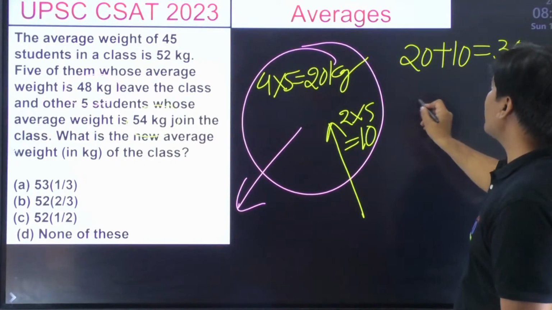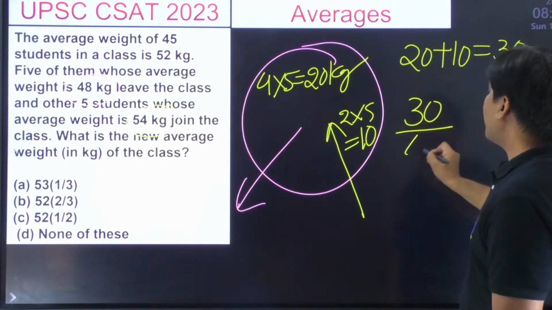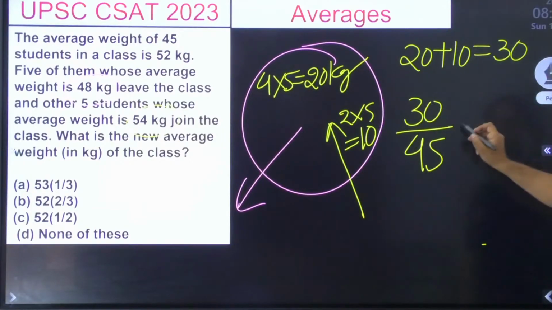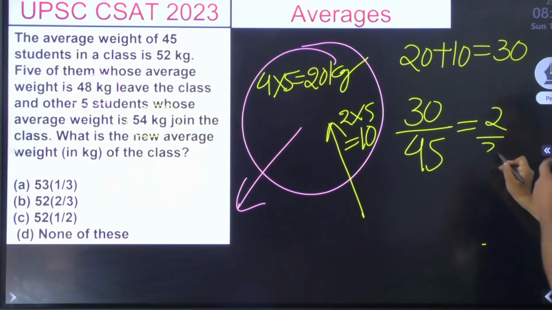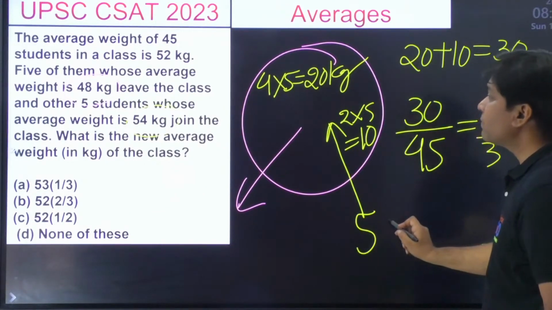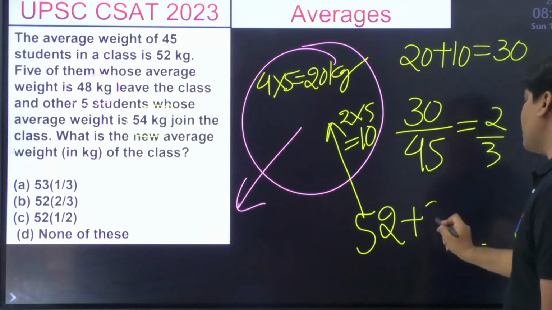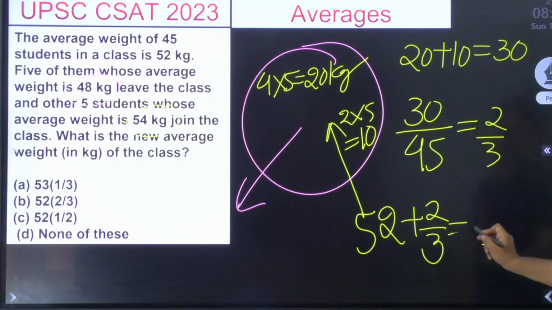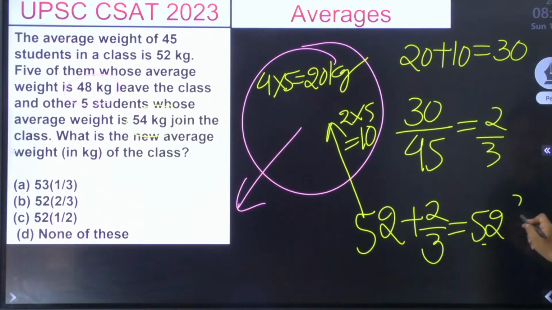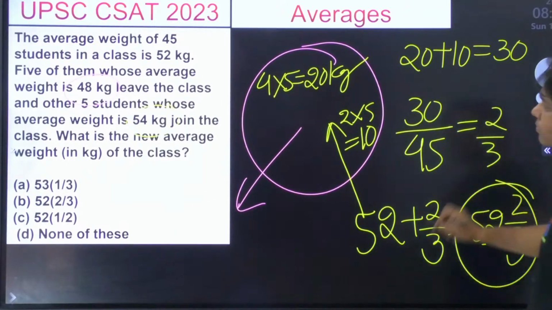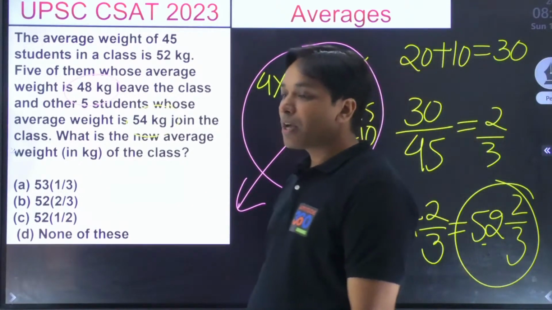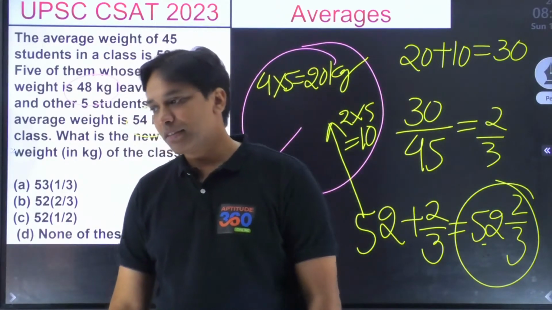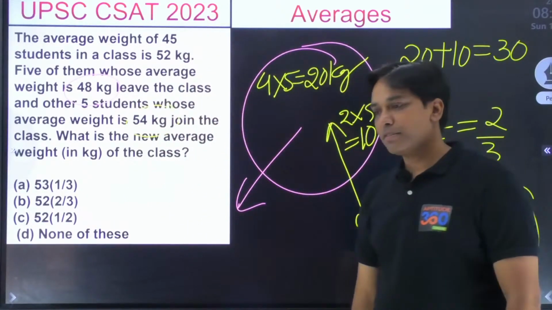Right? How many students do we have? 45. How much benefit per person for everyone? 2/3. What is the new average? The previous average 52 plus 2/3, which is the increase. 52 and 2/3 is your answer. It's a pretty simple problem to simplify. Did we understand this?